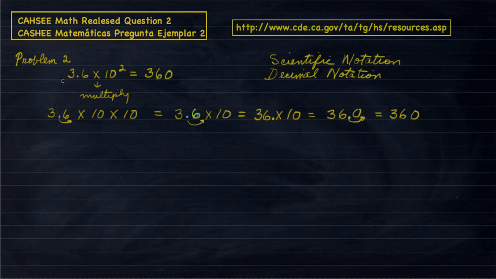Now I was just mentioning in Spanish that this is the end of the problem. We have solved the problem. This is the answer. But what would have happened if they had given us another problem with a different exponent, perhaps a negative exponent? Suppose they gave us 3.6 times 10 to the negative 3.